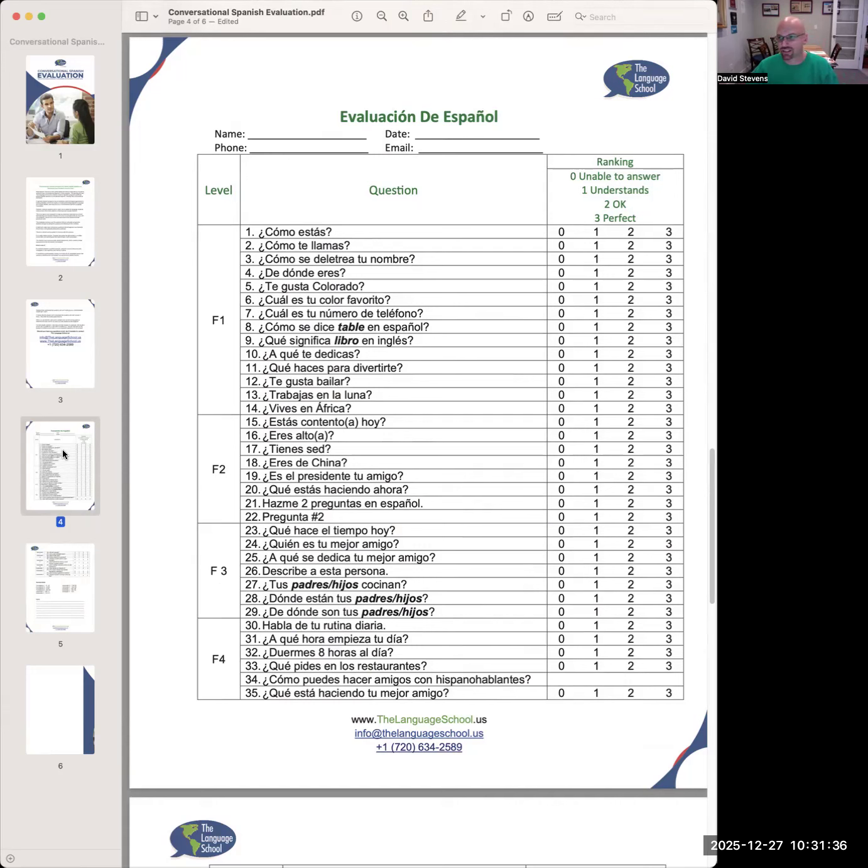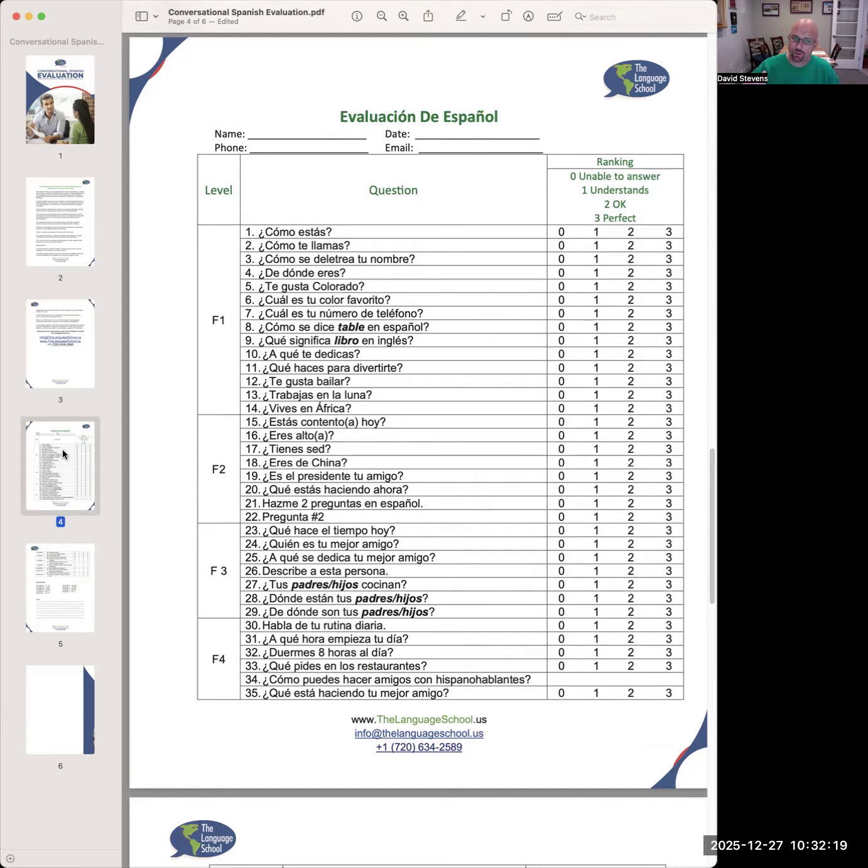0 means that they really didn't understand me and weren't able to produce any kind of intelligible answer at all. 1 means they might understand the question, but they weren't able to produce a grammatically correct response. 2 means that they produced a good enough answer. Perhaps there's a preposition that's missing or something like that, so it's not 100% correct grammatically, but I figure that most native Spanish speakers would understand what they're trying to communicate with their answer. 3 means that they understood me and they produced a perfectly complete, grammatically correct sentence in their response.